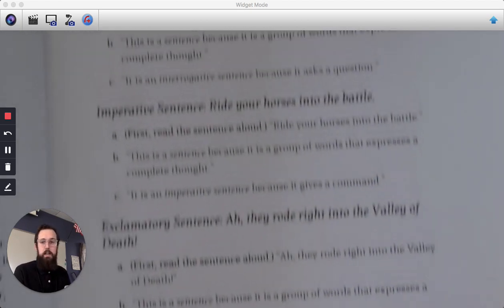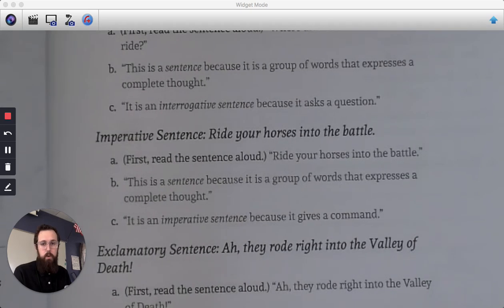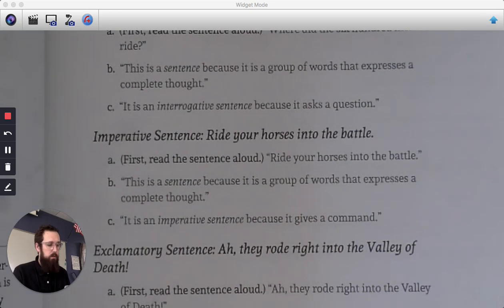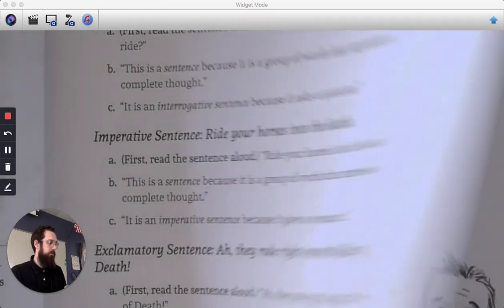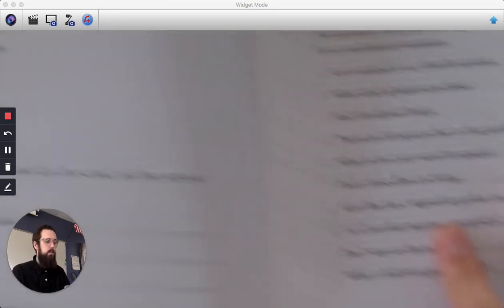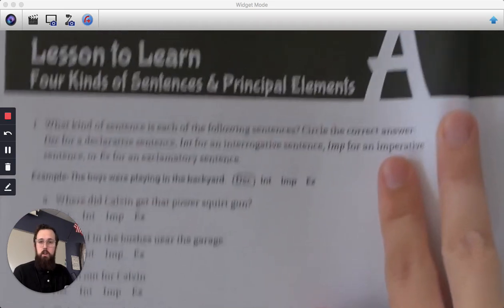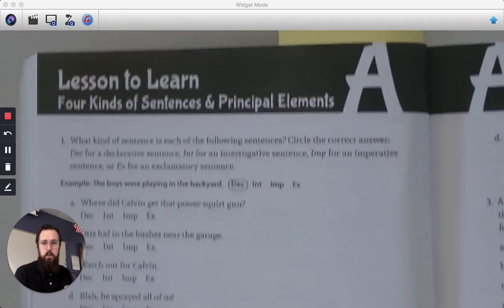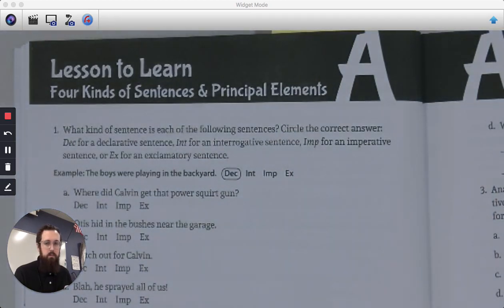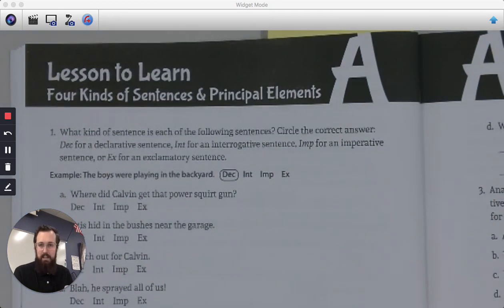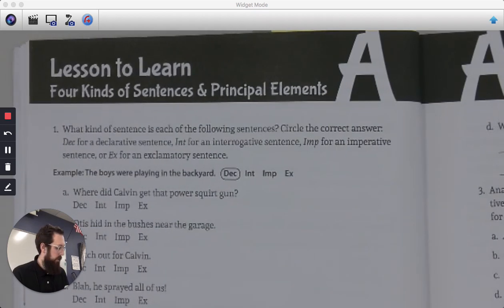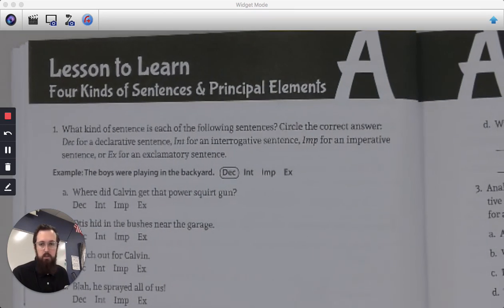So after that, you should really know what a sentence is. It is a group of words that express a complete thought. Okay. So this is what you all are going to be working on, your lesson A, and you're going to go through each question and answer them as best you can.